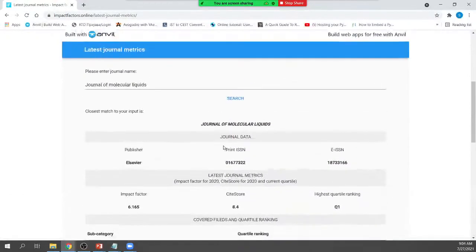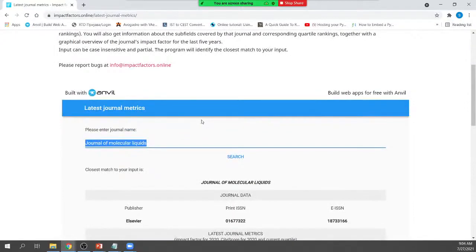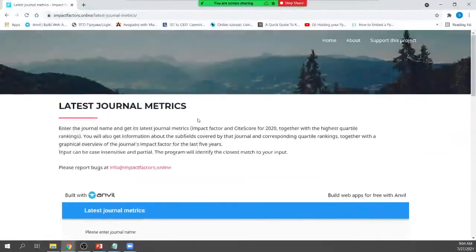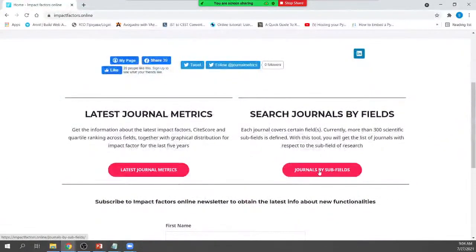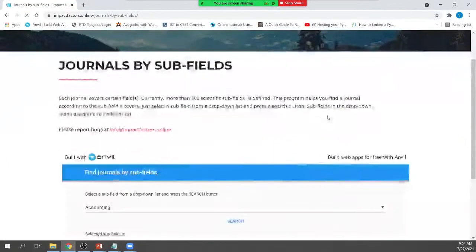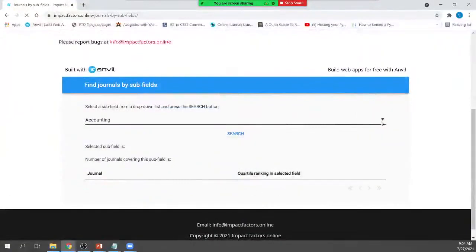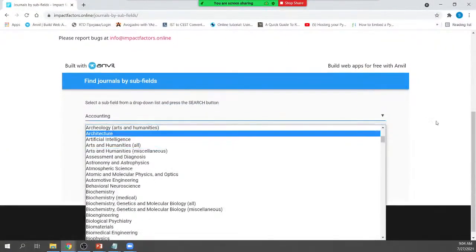So this is a very nice tool when you know the name of the journal and when, for example, your thesis advisor suggested you some journal. But what happens when you want to find journals which cover certain subfields? Then you can use this other tool called Journals by Subfields. When you click here, you will have this drop menu. Click on the drop menu, and then you can find your area of interest.